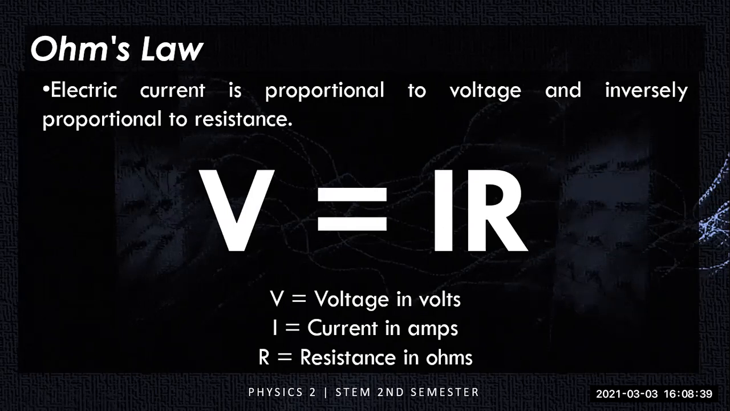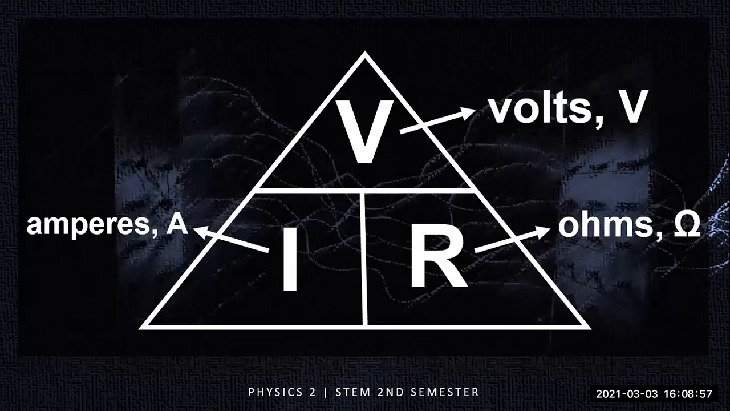That means that if you increase the voltage, you also increase the current. But if you increase the resistance, you decrease the current. To be exact, when you increase the resistance, you are decreasing the current, resulting in lower voltages. So we can use this triangle formula to compute for the unknown value.